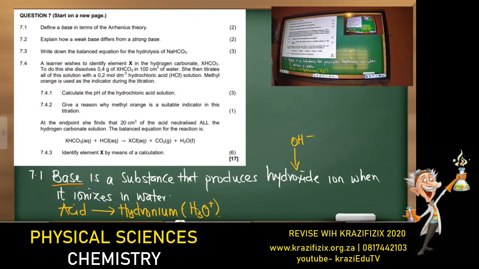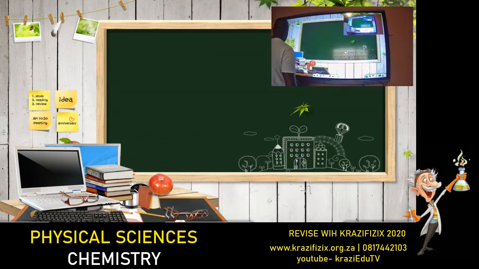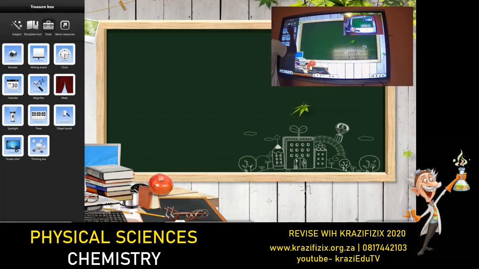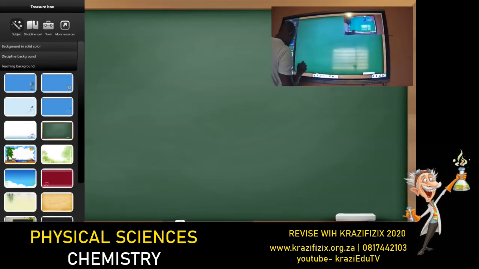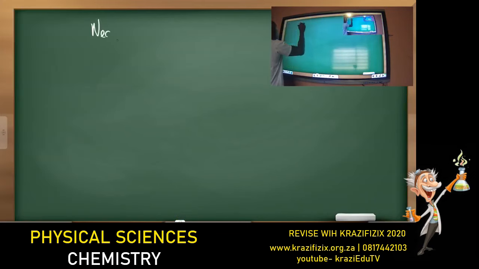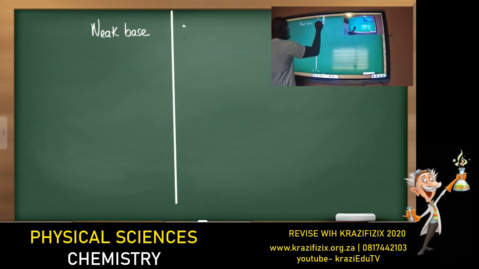And I'm going to do a crash summary here quickly. Weak acid and strong and weak base. Let's do the summary here. This is where I am going to do my crash summary for you. So we have a weak base, and a strong base. Now, both of them will do what?